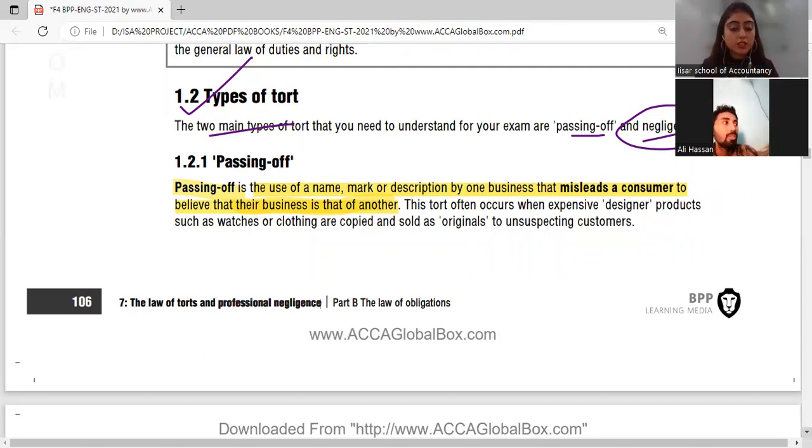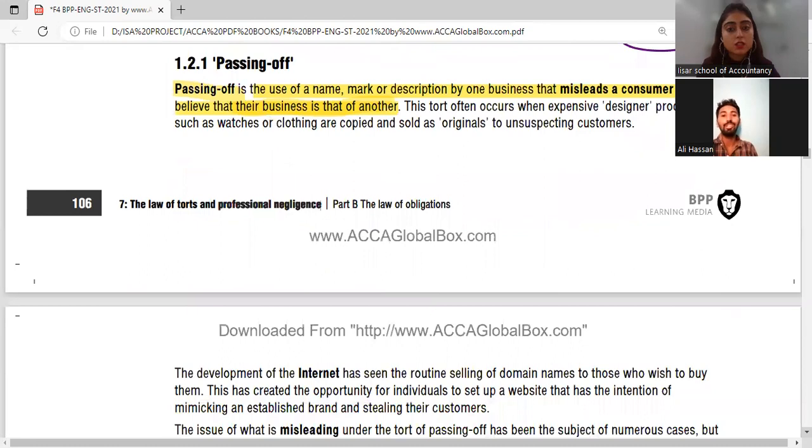Exactly. Are these original brands or are these fake? Fake ones. You must have seen a lot of these kind of businesses. Shoes of Nike, McDonald's, chips, and so on. This is passing off.